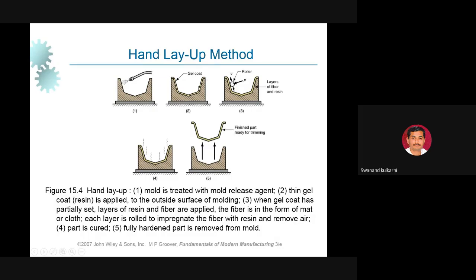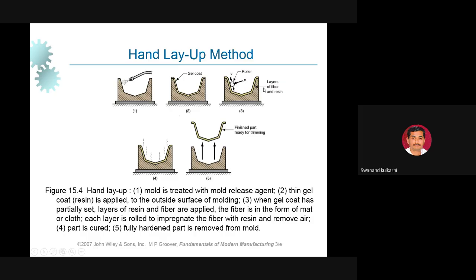So this resin is applied here. Thin gel coat resin is applied to the outside surface of this molding. So this is the mold, and on this mold, this particular thin gel coat resin is applied to the outside surface of the mold. So here you can see the resin is first of all, after the mold releasing agent, this resin is kept here.